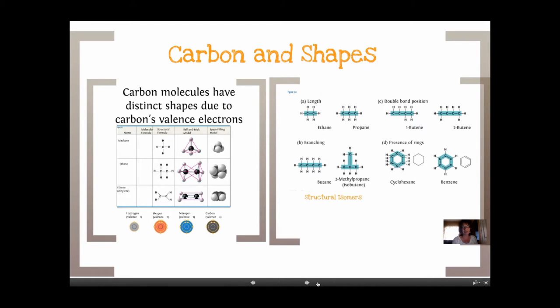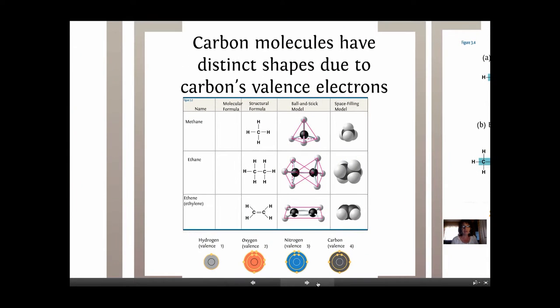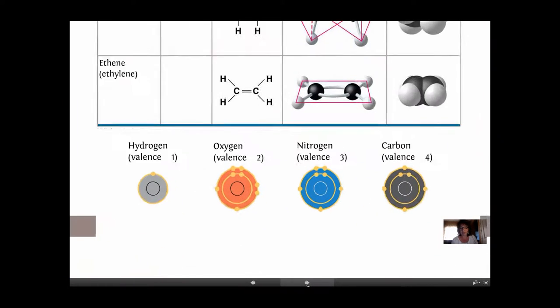First talking about carbon, the bonds it can make, and the shape of the molecules that it can make. Carbon molecules have some distinct shapes because of the way it can bond to other elements. So first let's look at the valence of carbon.